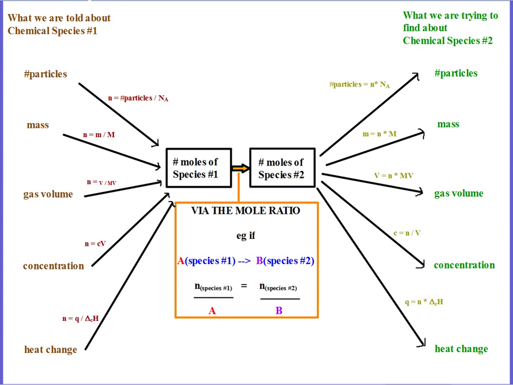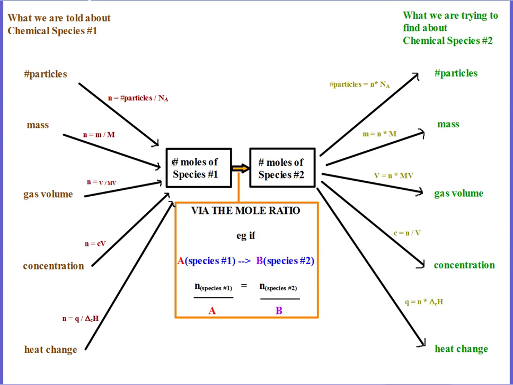A little picture, which at first might seem like a scary spider and freak you out a little bit, actually helps you a lot when solving moles problems. Usually in moles problems involving an equation, you're told enough information to find the moles of species 1. You might be told the particles or mass or gas volume or concentration, we'll do this later on, or heat change, which we do in year 12. You'll be told something about one of the chemical species. And from that information you're given, you can find the moles of that chemical species, because we've got a whole range of mole equations we can use to find the moles of that species.